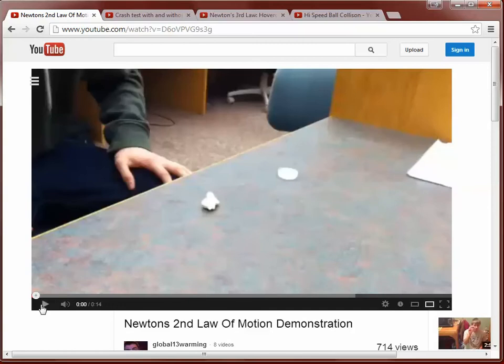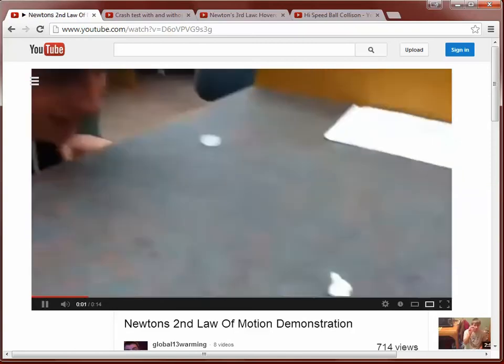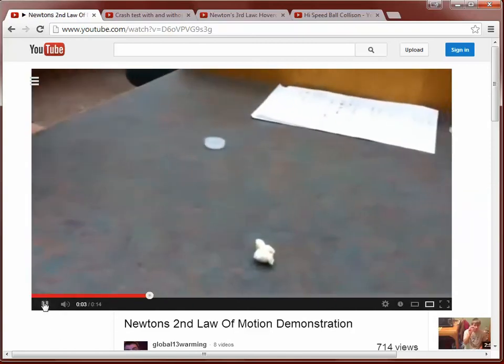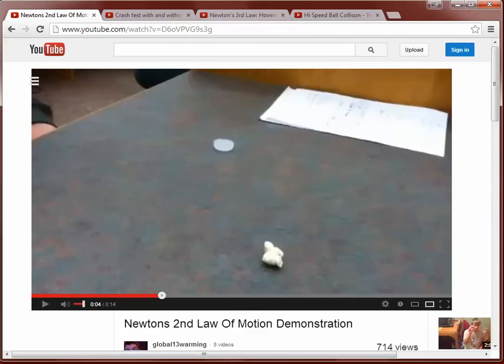In this video, a student demonstrates Newton's second law by blowing out a piece of popcorn at a bottle cap. Since the piece of popcorn has less mass, it experiences more acceleration and goes farther than the bottle cap.